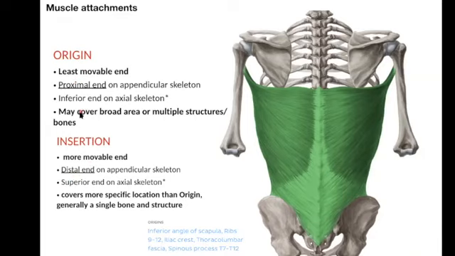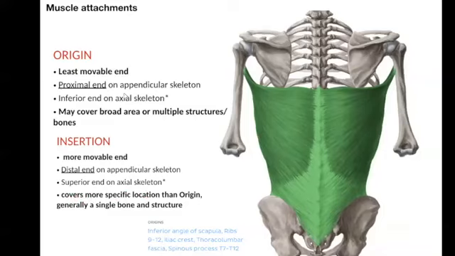The other things to know: origins often have a broad area, and then they're inserting on a smaller space. They also might have multiple heads, like your biceps brachii and your triceps. And the insertion, the distal portion, is going to be a little more specific.